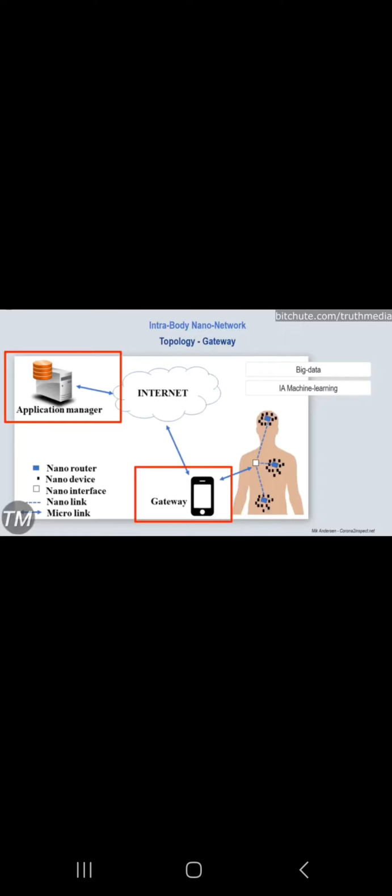5. Gateway. As indicated above, the objective of the emissions from the micronanorouter and the micronanointerface is to reach the gateway, recognized in various publications, as the cell phone, tablet, or wearable device with Internet connection.